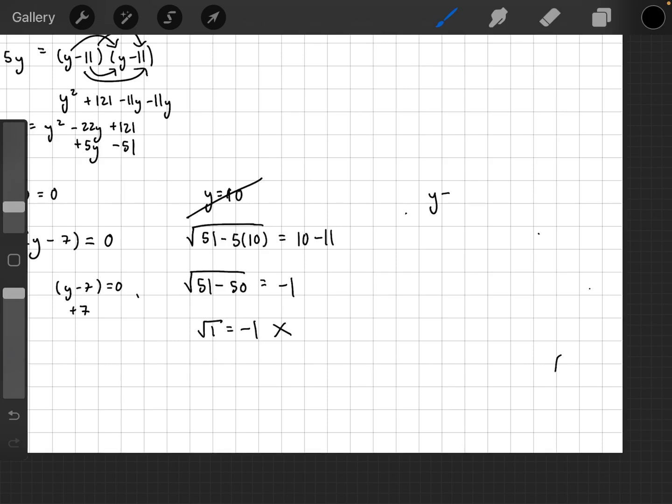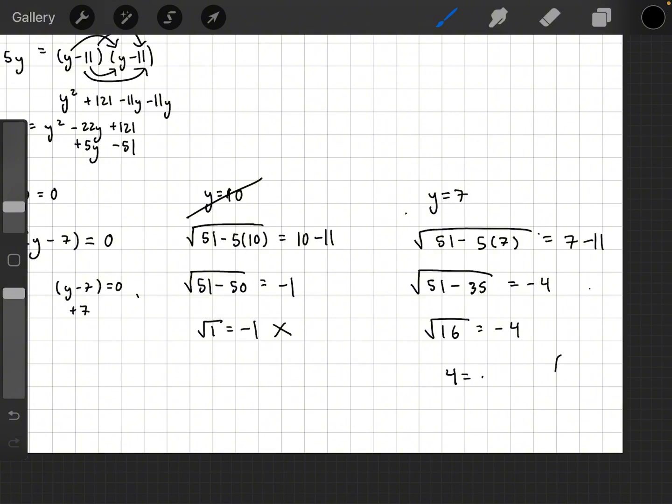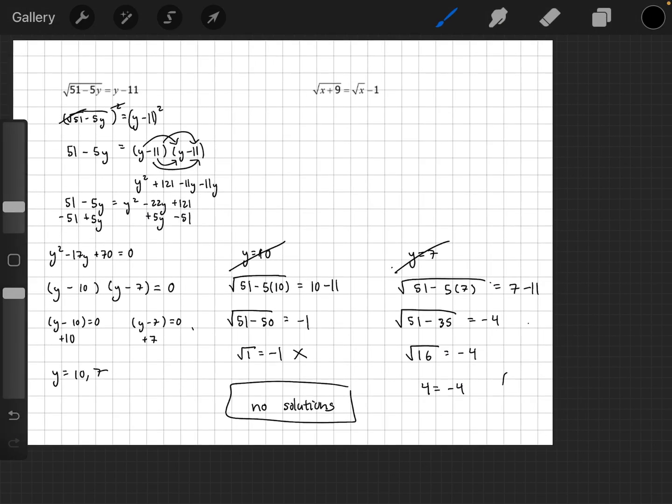Now let's check if y equals 7 can be one of our solutions. So 51 minus 5y, which is 7, is equal to 7 minus 11. 51 minus 5 times 7, which is 35, is equal to negative 4. 51 minus 35 is 16, but the square root of 16 is positive 4, which does not equal negative 4. So for this example, there are no solutions, because while we did factor it and find them, neither of these work.